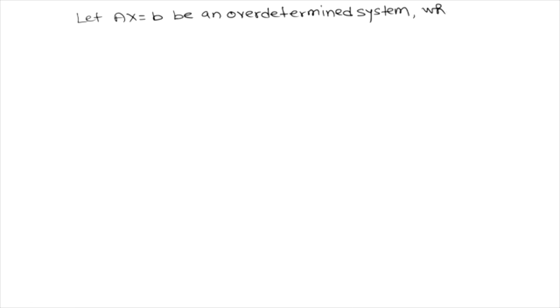So, let Ax equals to b be an overdetermined system, where A is a m by n matrix with m greater than or equal to n, because it is an overdetermined system.